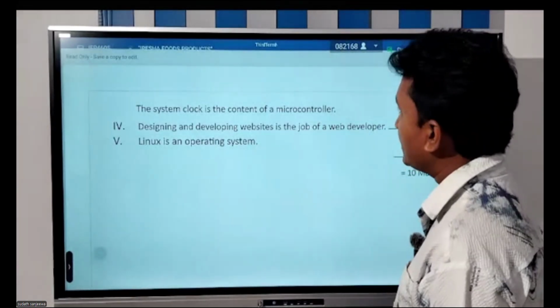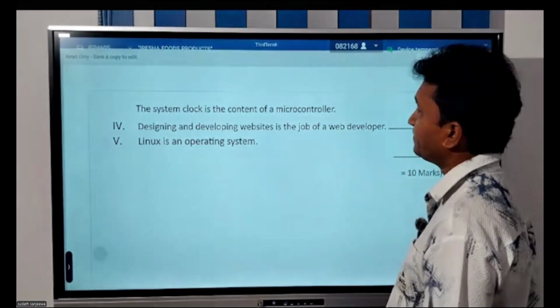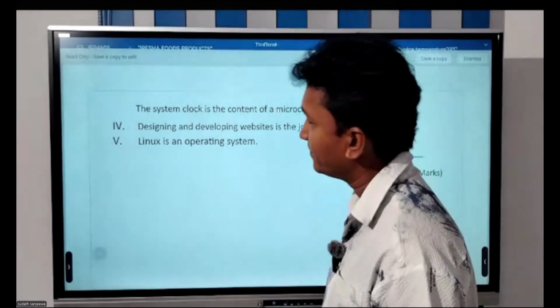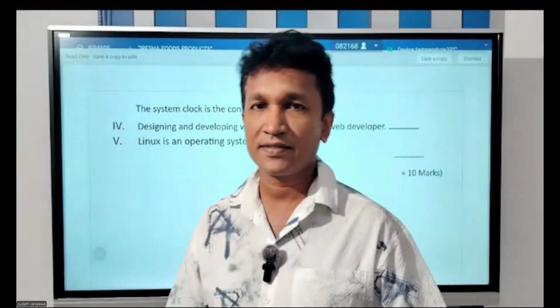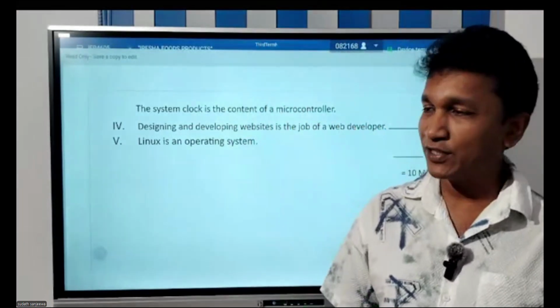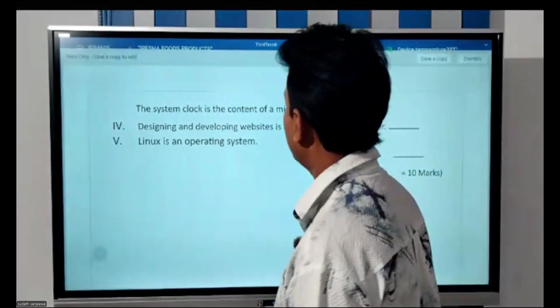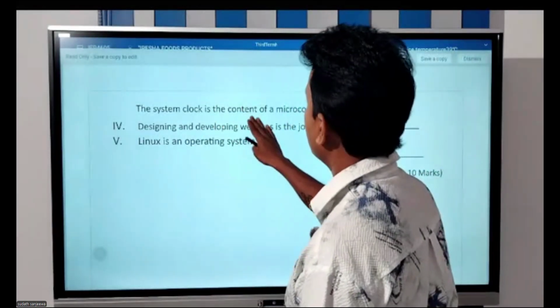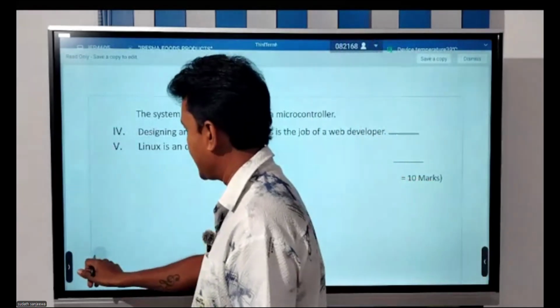The system clock is a component of a microcontroller. Is it a component of a microcontroller? Yes. System clock is a component of a microcontroller. Yes, true.